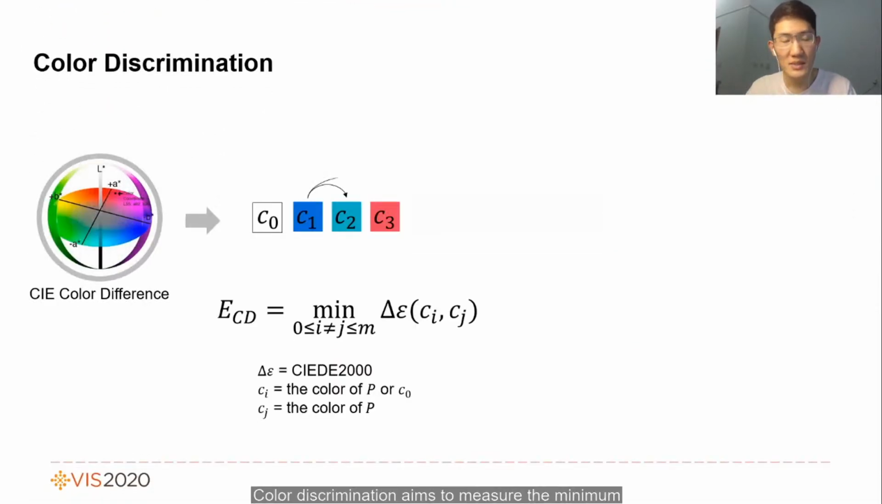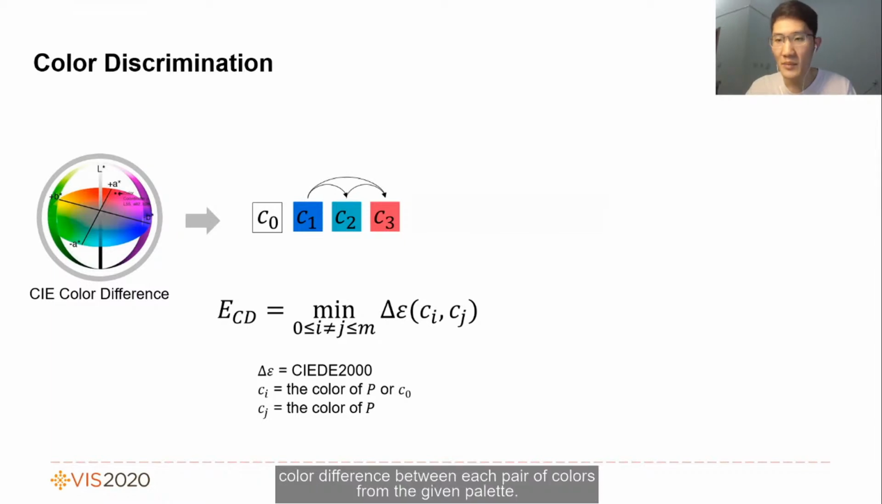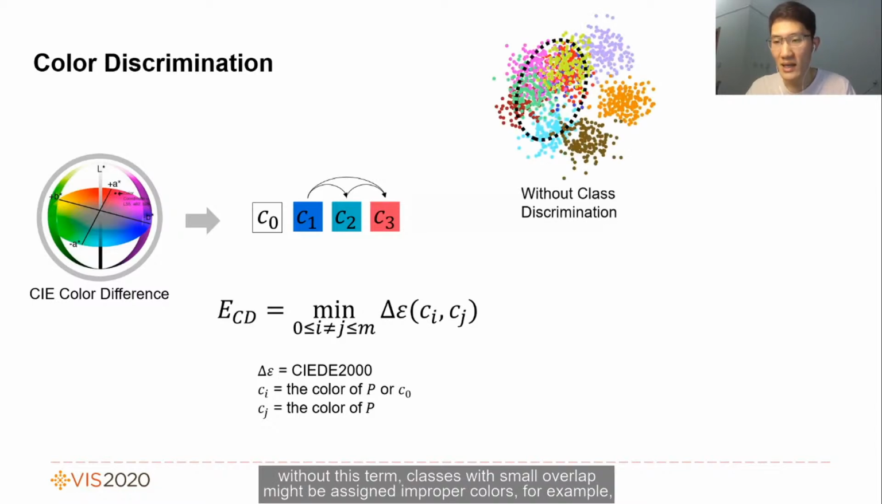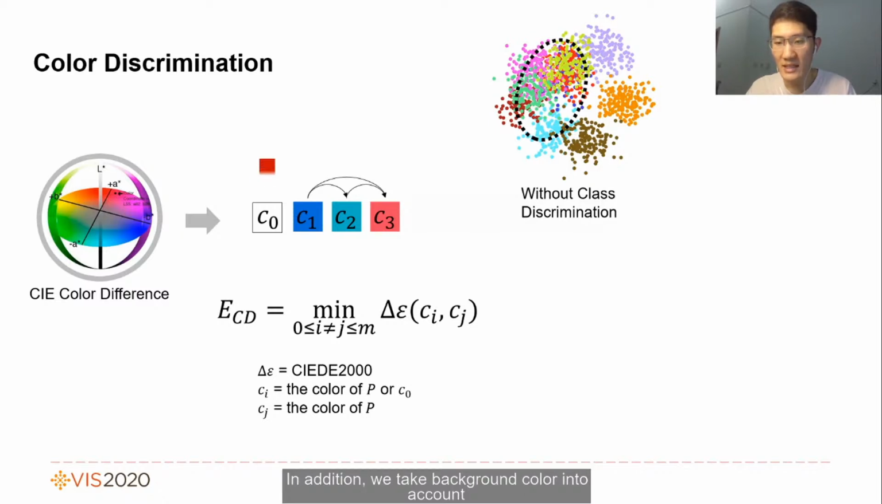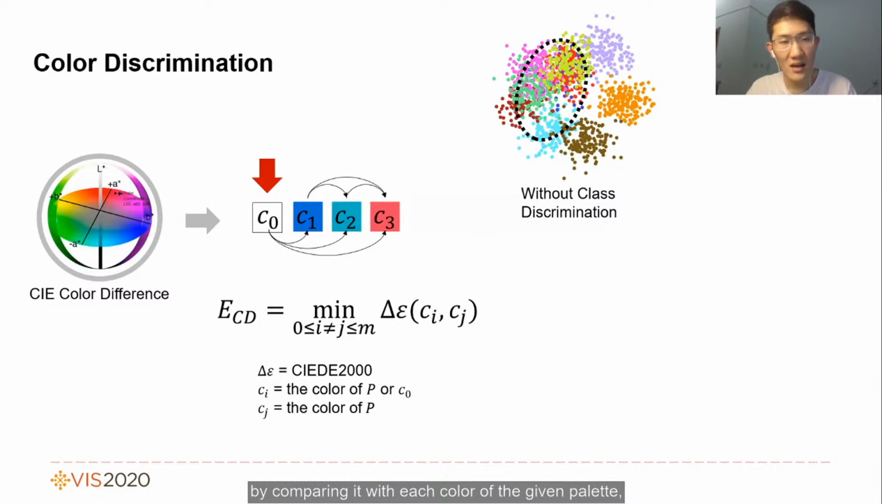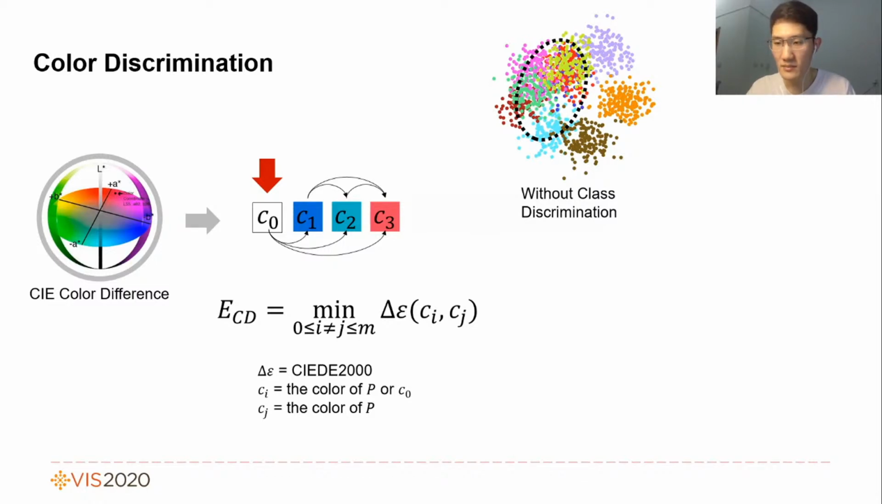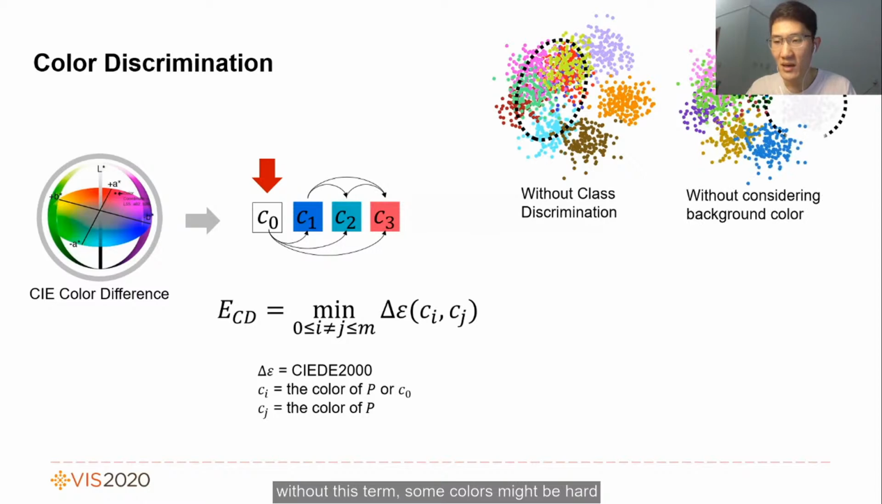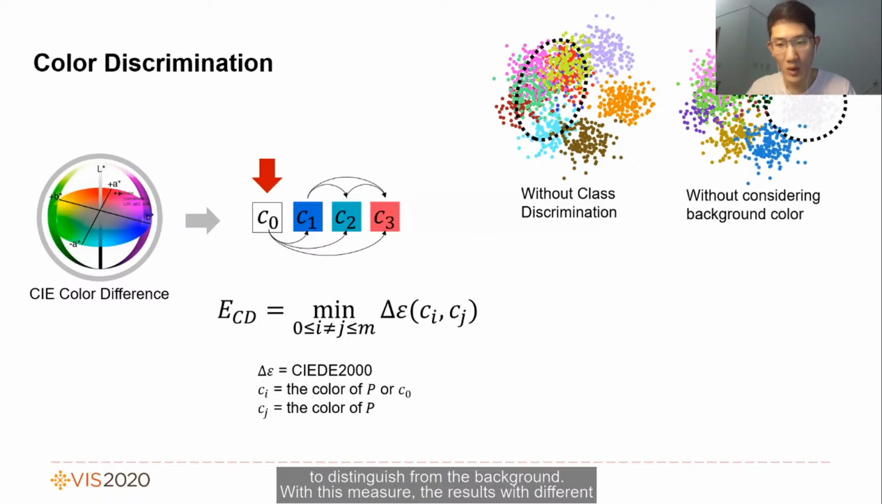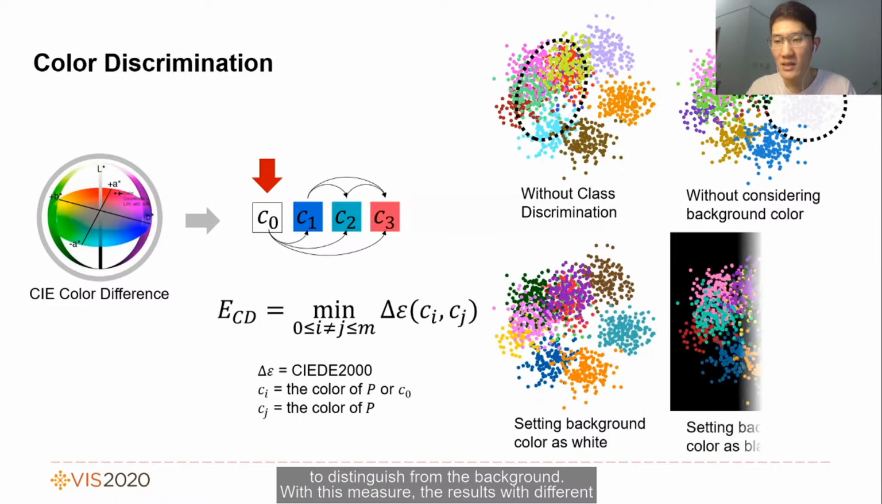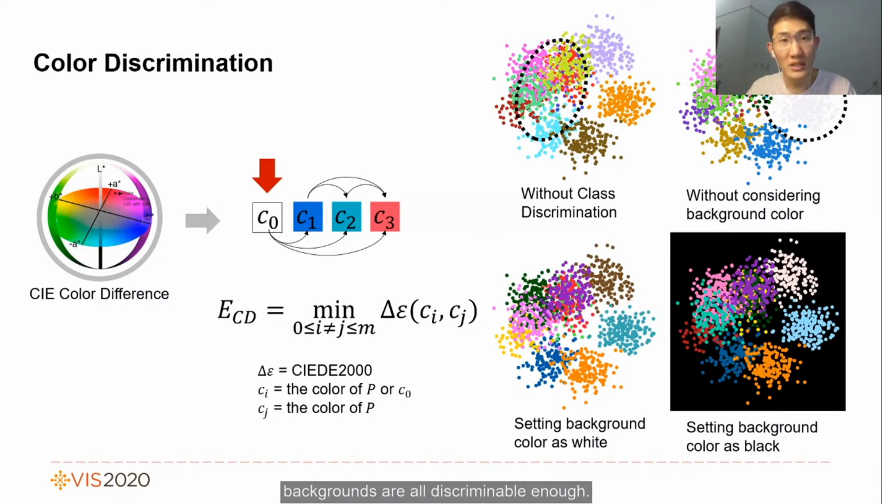Color discrimination aims to measure the minimum color difference between each pair of colors from the given palette. Without this term, classes with small overlap might be assigned improper colors. For example, say the green and lime green classes that are hard to distinguish. In addition, we take background color into account by comparing it with each color of the given palette. Without this term, some colors might be hard to distinguish from the background. With this measure, the results with different backgrounds are all discriminable enough.